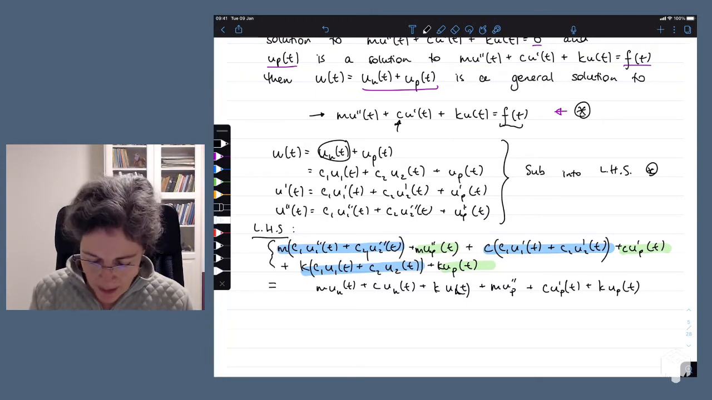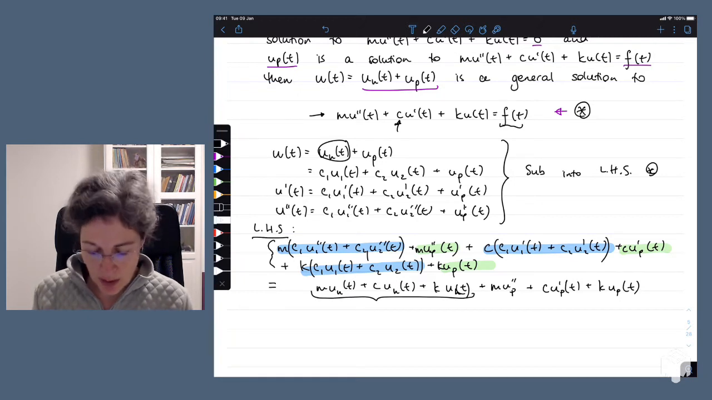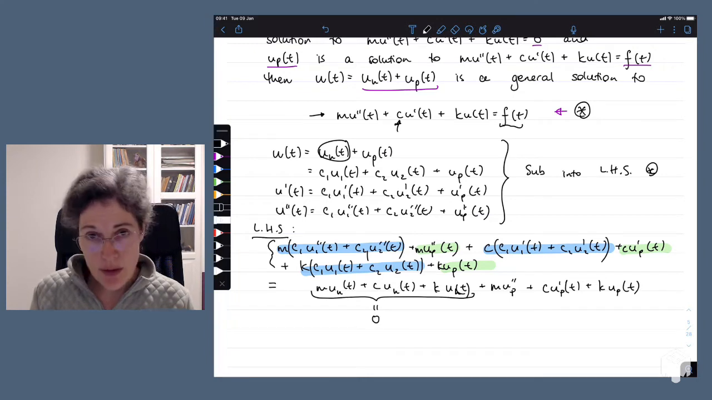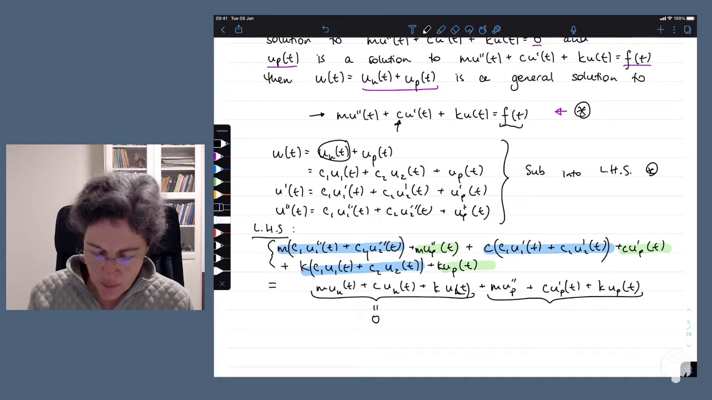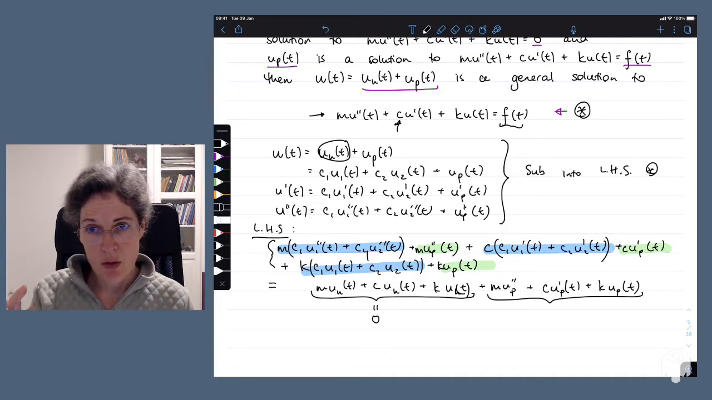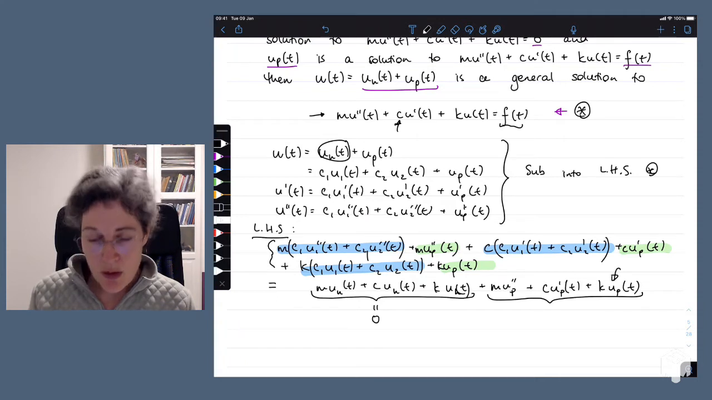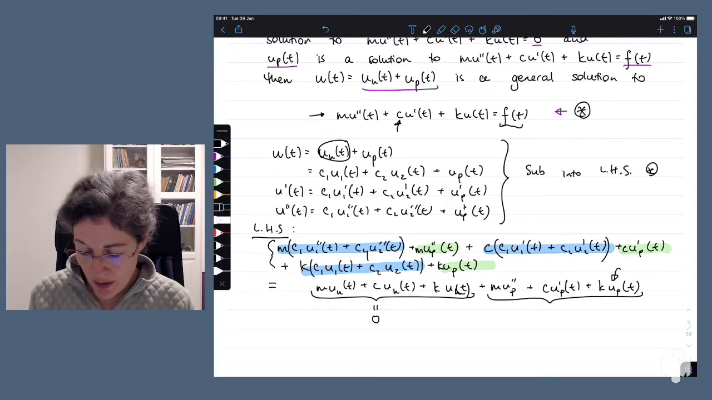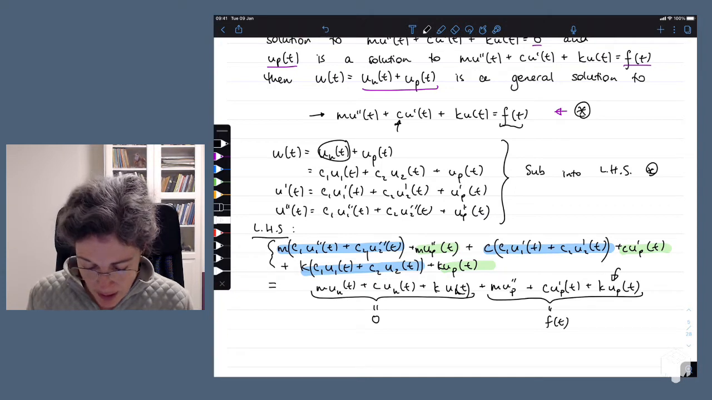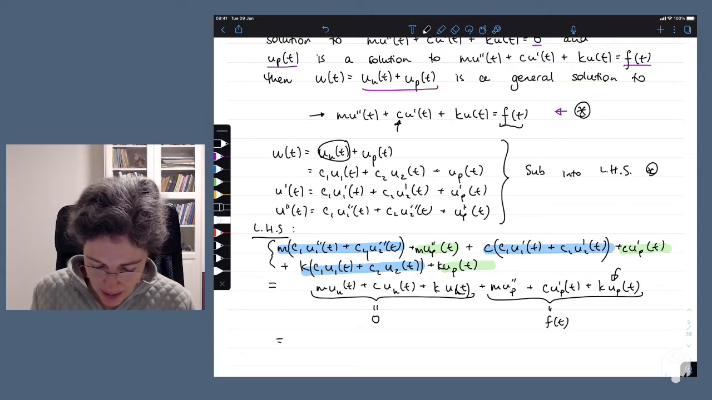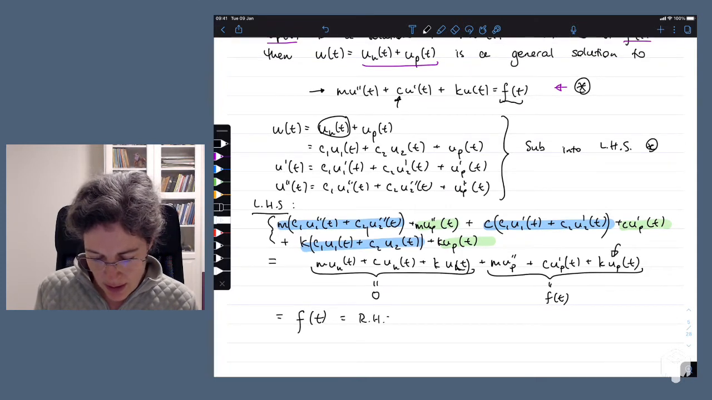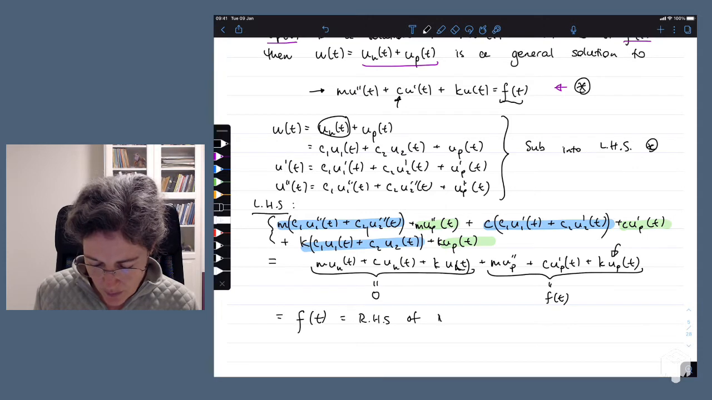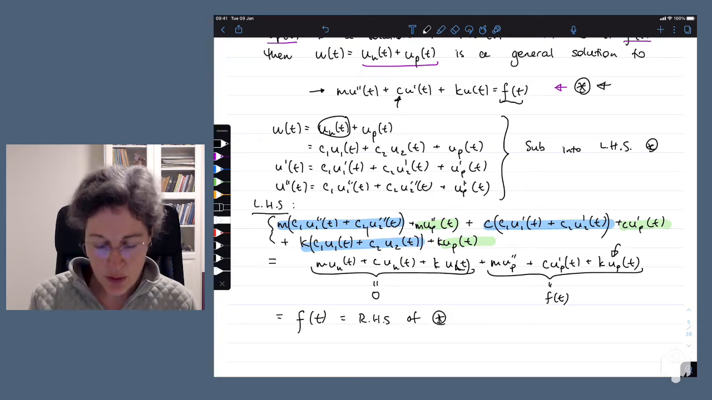Now, what do we know? This bit is the left-hand side of the homogeneous differential equation. So we know that this bit must be equal to 0. And this bit over here is the left-hand side of our forced equation, our non-homogeneous equation. But because we know that this is a particular solution, we know that it's a solution, and therefore this must be equal to f of t. And so adding those two together, we get that our left-hand side equals f of t, which is the right-hand side of our original differential equation.